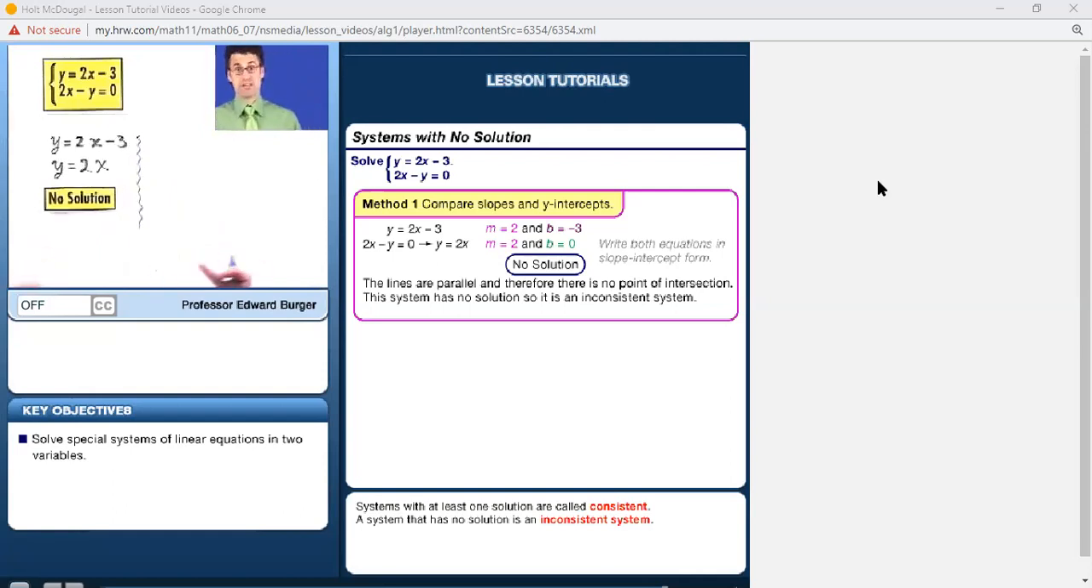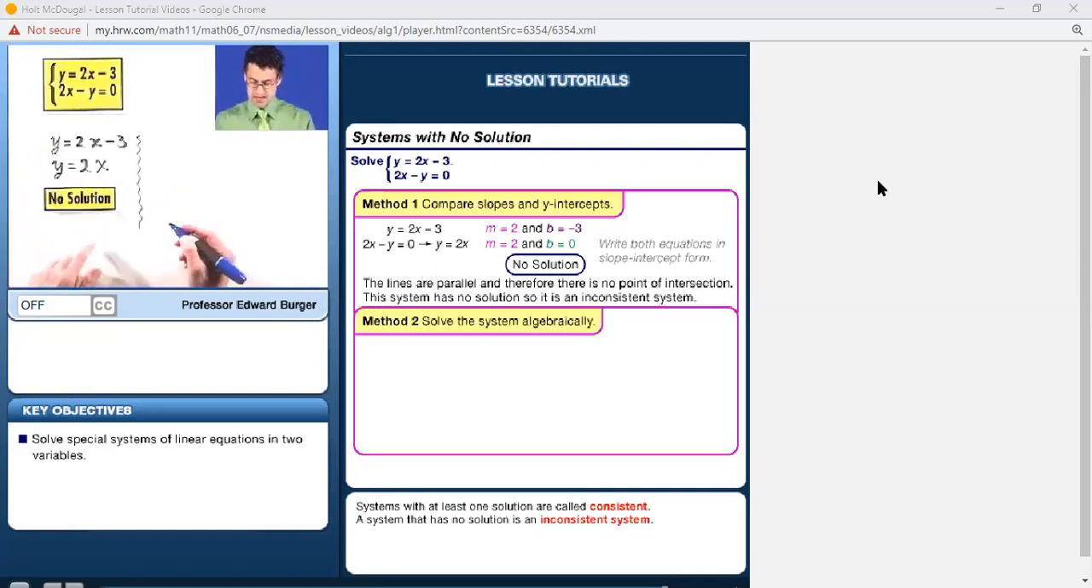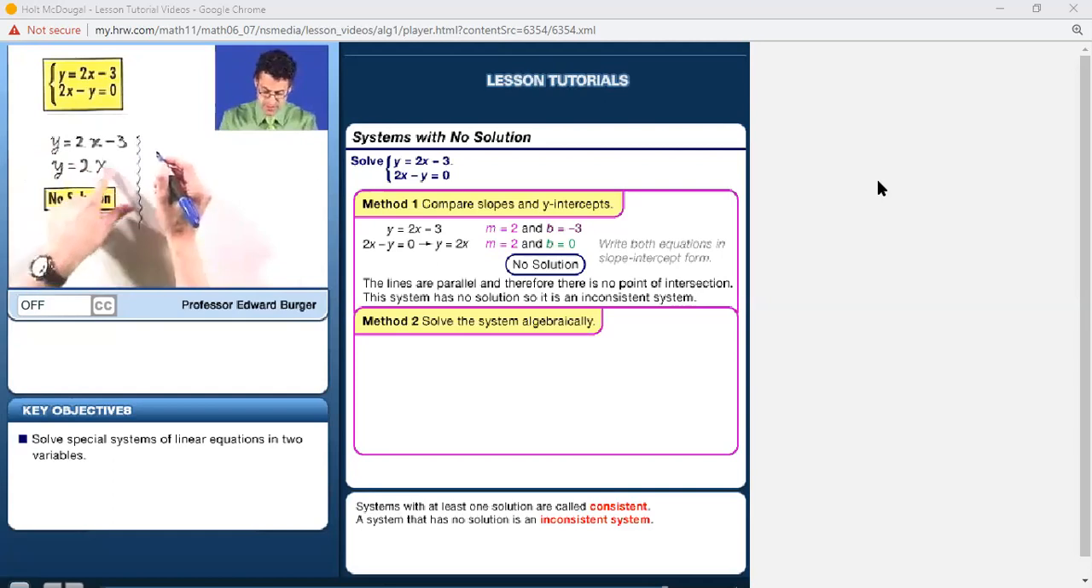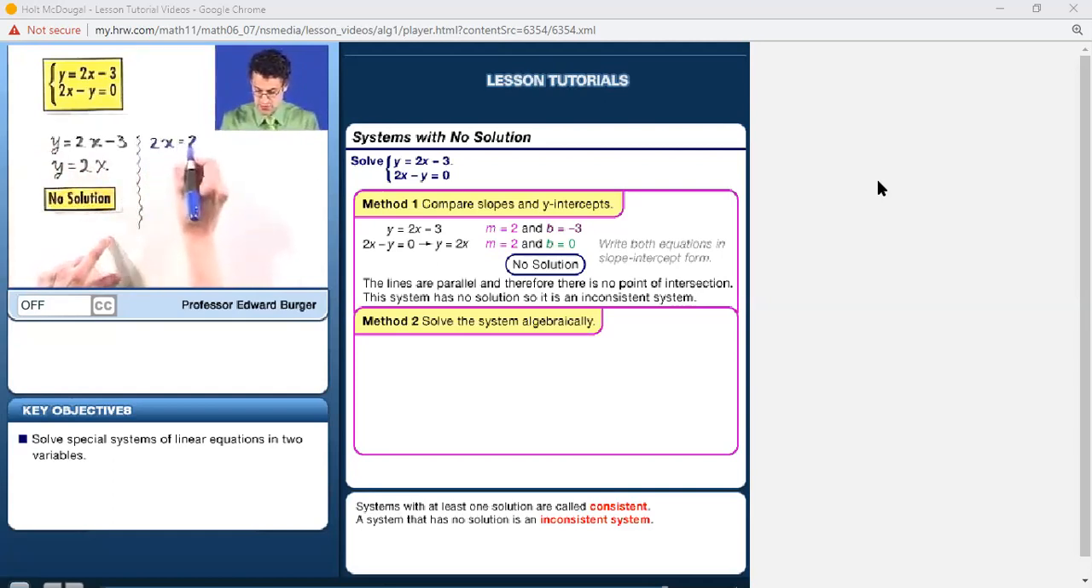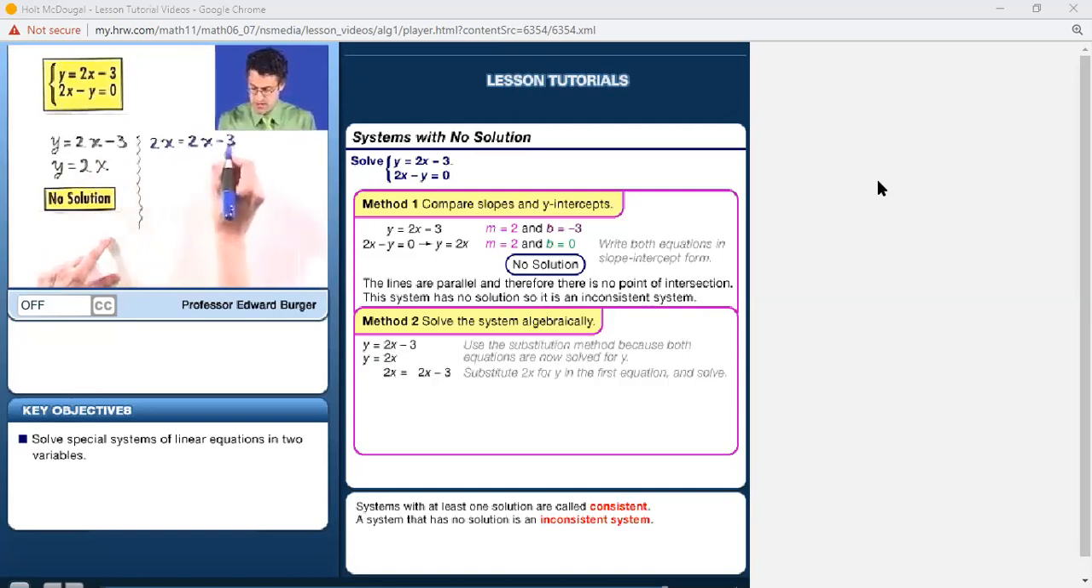A different way is to pretend we didn't notice that. If we didn't notice that, let's try to actually solve by, say, substitution. Well, y equals y, and so if I plug this value in for that y, I see 2x equals 2x minus 3. If I bring the 2x over, I'll subtract 2x from both sides.